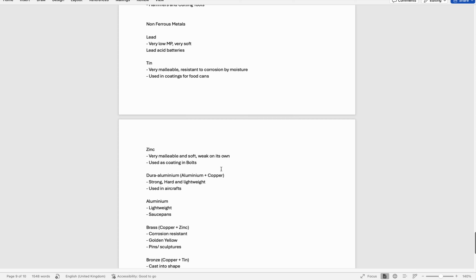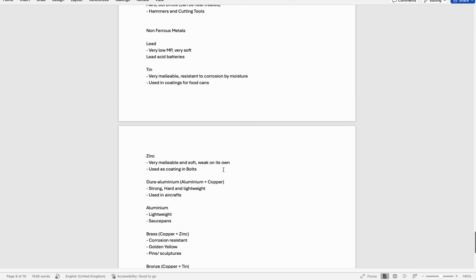And for non-ferrous metals, there is first lead. It is just lead. It's used in batteries. It is quite soft. Tin is very malleable. It is resistant to corrosion by moisture only. So it is used in coating for food cans. Zinc is very malleable and soft as well, but weak on its own. But it has fantastic resistance to corrosion, and so it is used in coating for boats for outdoor use.